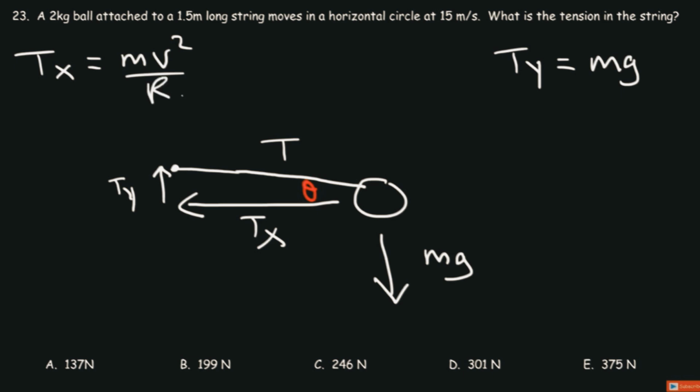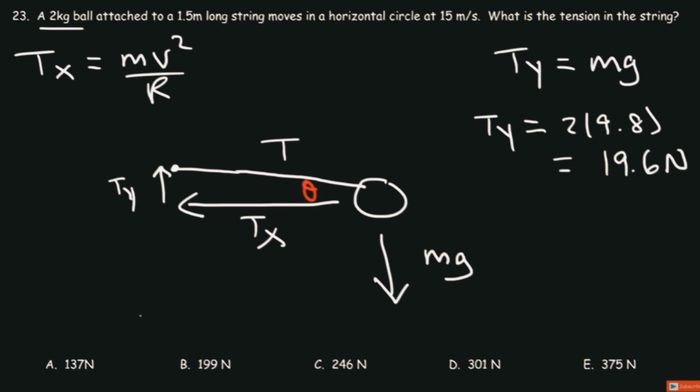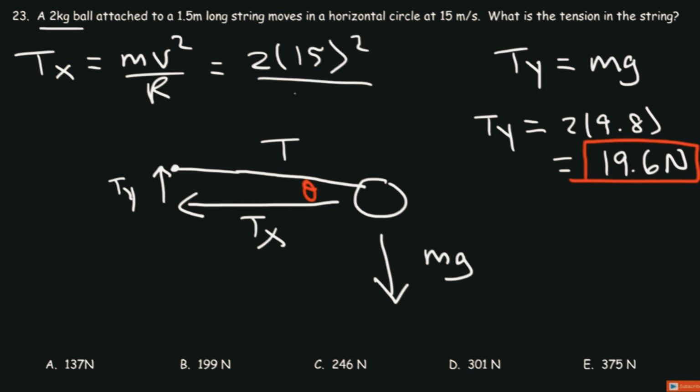So let's start with Ty. The mass of the ball is 2 kilograms and g is 9.8. So Ty is 19.6 newtons. So that's the first thing we need to do. Now let's calculate Tx. So we have a mass of 2, the speed of the ball is 5 meters per second, and the radius of the circle is the length of the string, which is 1.5. So Tx, I'm running out of space here, is 300 newtons.